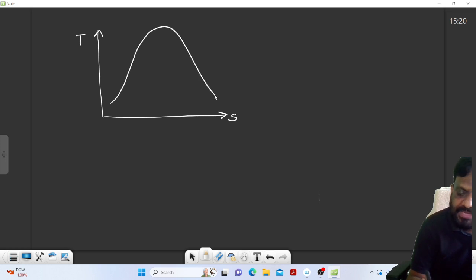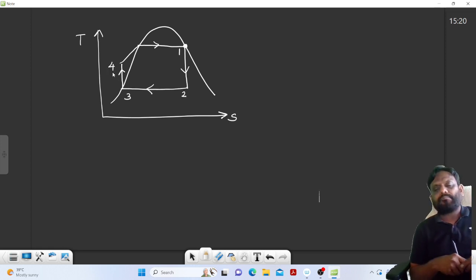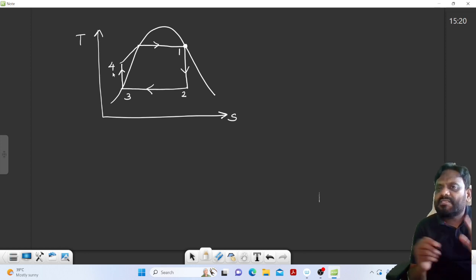Let me show you the Rankine cycle. The simple cycle is isentropic expansion, constant pressure heat rejection, isentropic pumping, and then constant pressure heat supply. Let these be points 1, 2, 3 and 4. Now look carefully. This is a simple cycle.